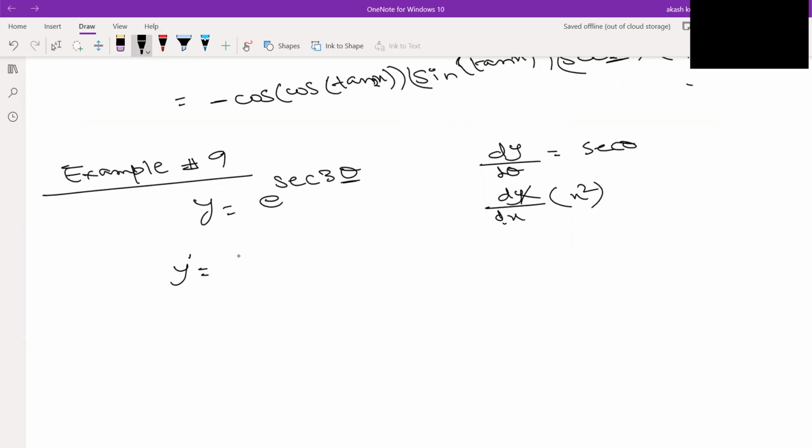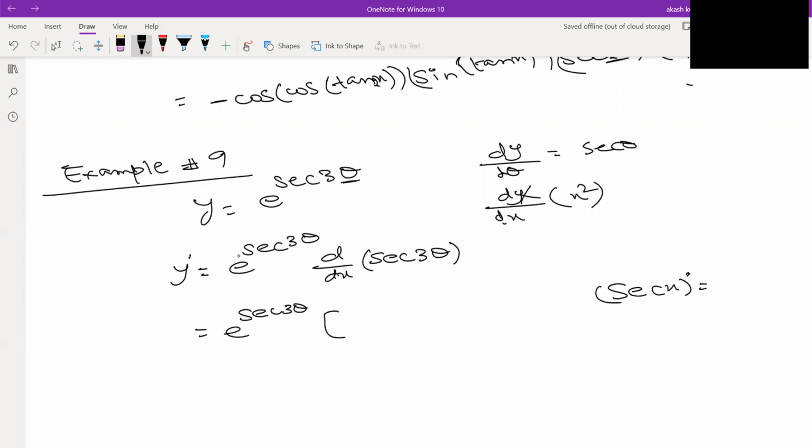So the first step is to differentiate e, which will be e to the sec 3 theta. Then the second differentiation will be to differentiate sec 3 theta. The derivative of sec x is sec x into tan x. So it is sec 3 theta into tan 3 theta. Is it clear? Yes. And there's again a chain rule that we have to apply, right?